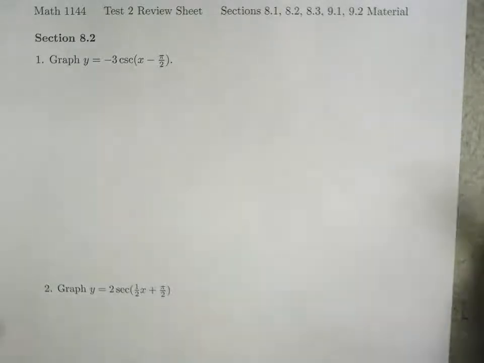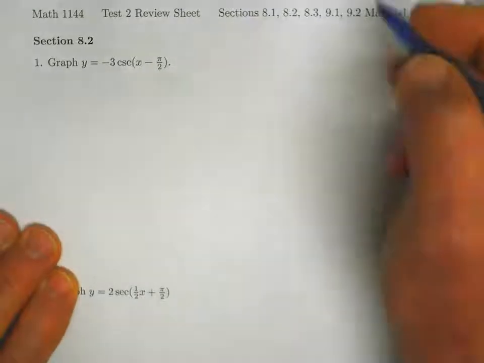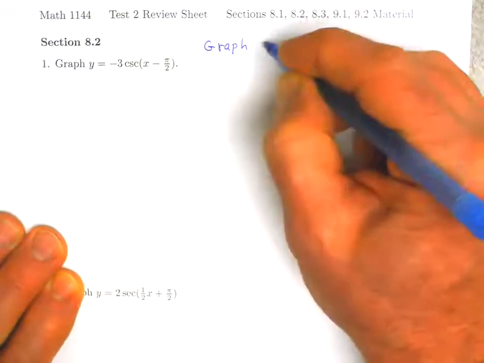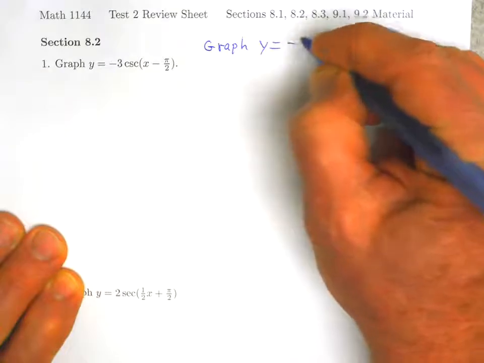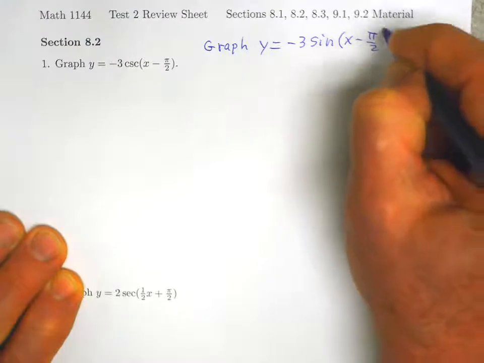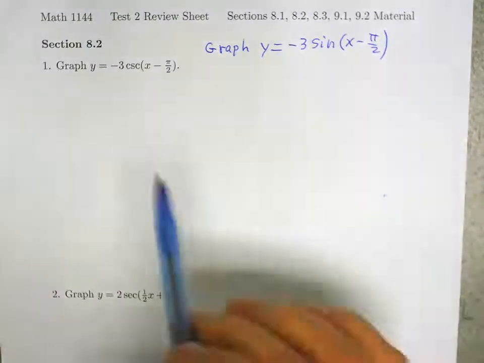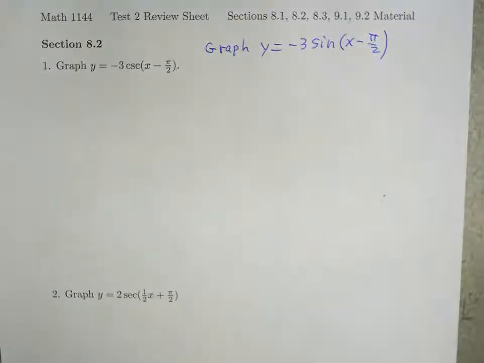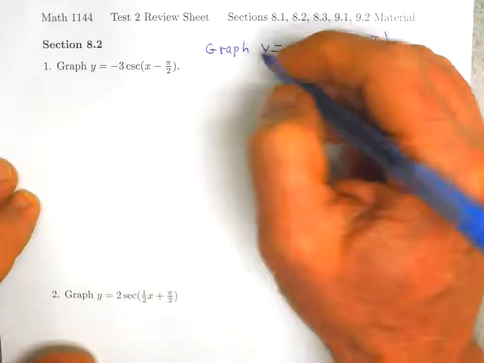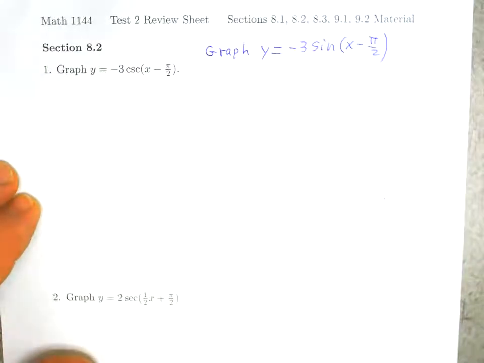Okay, on this one, we're going to graph y equals -3 cosecant of x minus pi over 2. So we're just going to graph the reciprocal function y equals -3 sine of x minus pi over 2. And for this one, we want to identify the vertical asymptotes. So I'll mention that. Write the vertical asymptotes as equations.